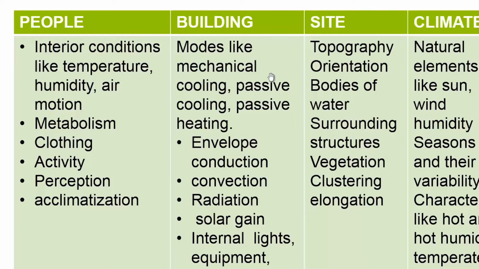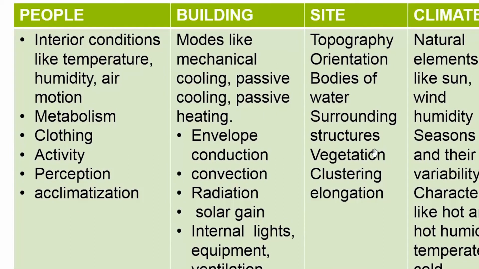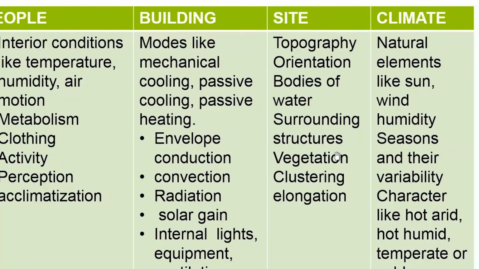Envelope: conduction, what kind of material your facade is made of, convection, radiation, solar gain, what kind of internal lights or equipment you have, and ventilation. All of these are building-centric factors. Then site-centric factors: topography, what kind of terrain it is, orientation, bodies of water, surrounding structures, vegetation, clustering, elongation. All of these site factors decide the microclimate as well. Buildings also help us define how this microclimate can be converted to a place that people can enjoy.